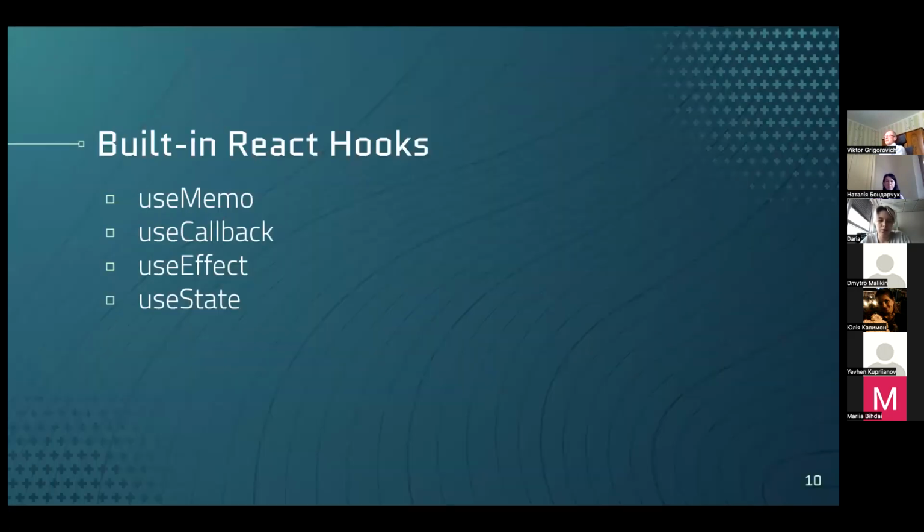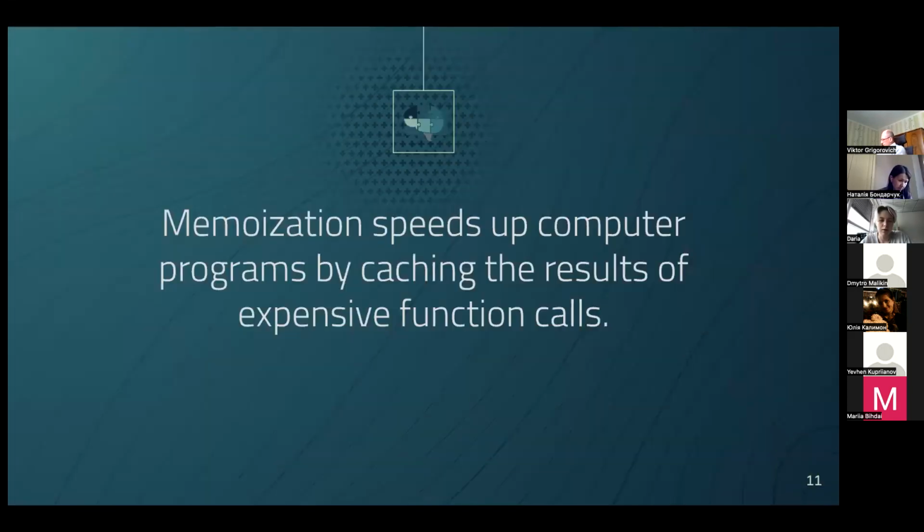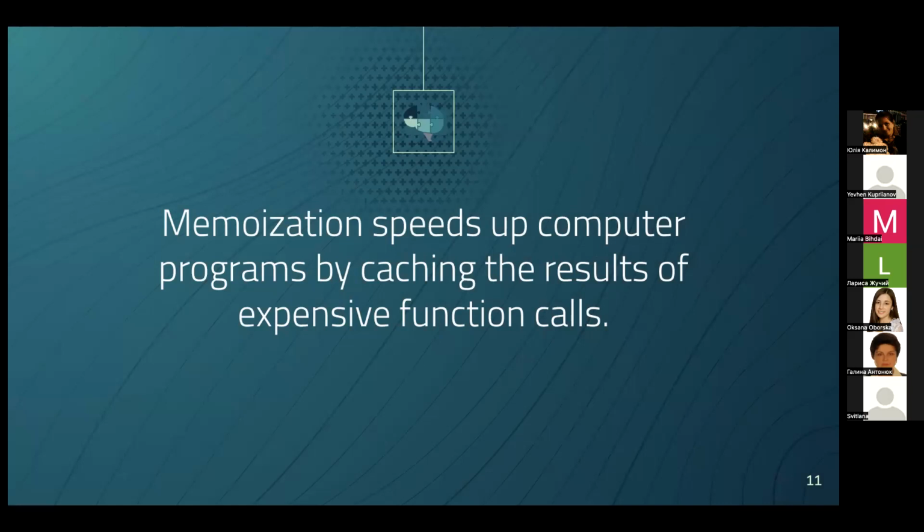Built-in React hooks that were used are listed on the slide. These hooks are designed for storing memoized values, callbacks, and simple component state data, as well as performing side effects. Memoization is an optimization technique used primarily to speed up computer programs by storing the results of expensive function calls and returning the cached result when the same input occurs again.